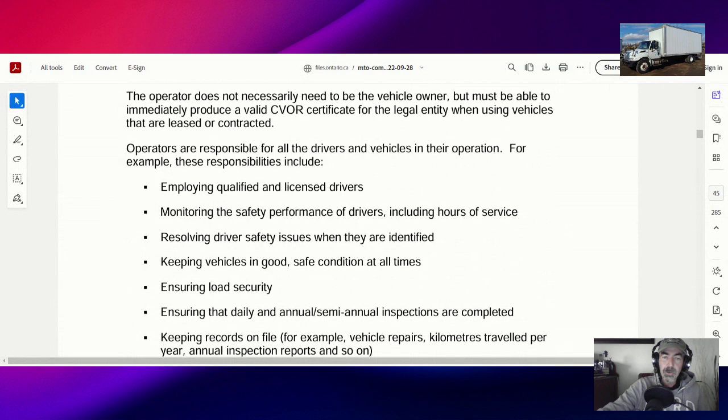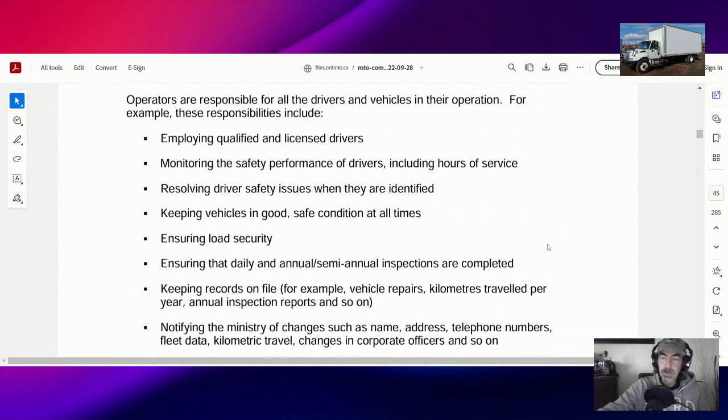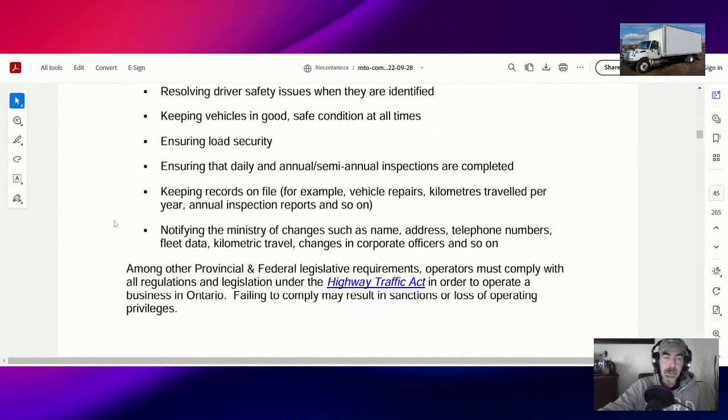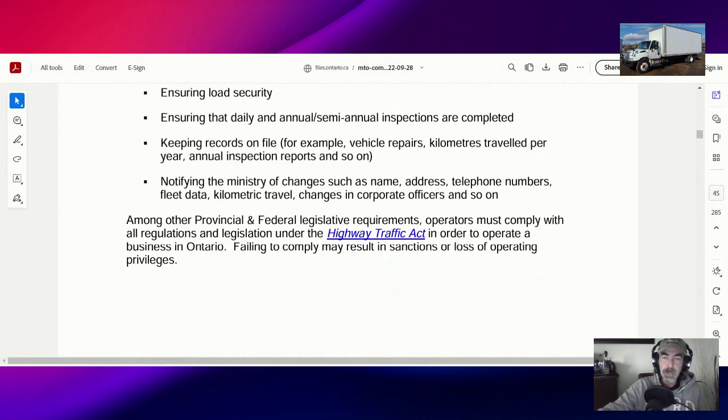Operators are responsible for all the drivers and vehicles in their operation. For example, these responsibilities include employing qualified and licensed drivers, monitoring the safety performance of drivers, including hours of service, resolving driver safety issues when they are identified, keeping vehicles in good, safe condition at all times, ensuring load security, ensuring that daily and annual/semi-annual inspections are completed, keeping records on file, for example, vehicle repairs, kilometers traveled per year, annual inspection reports, and so on.